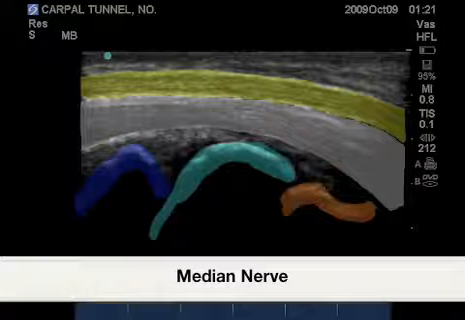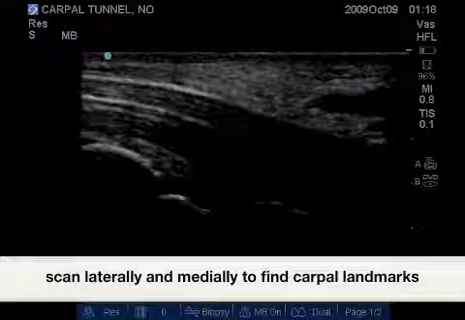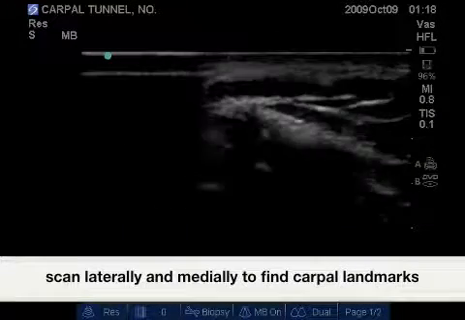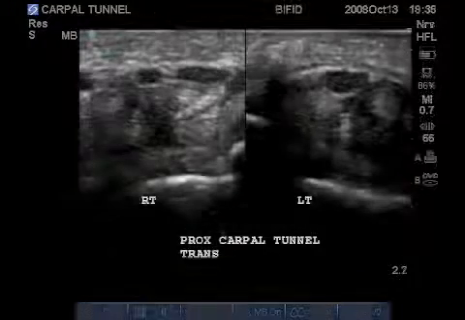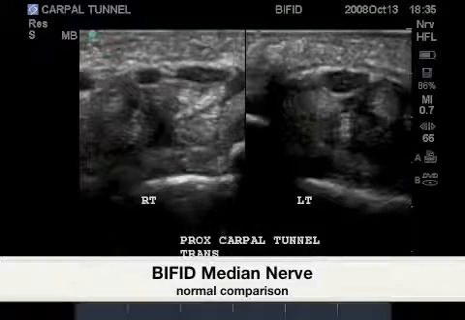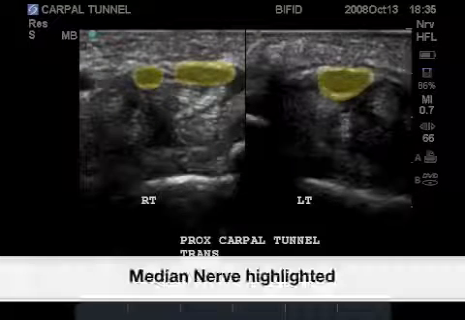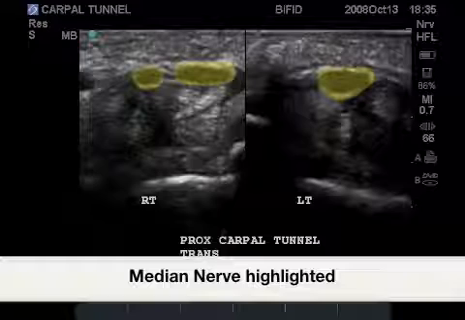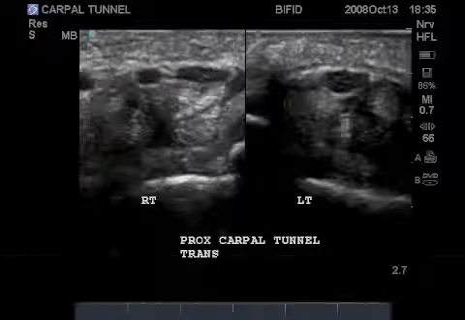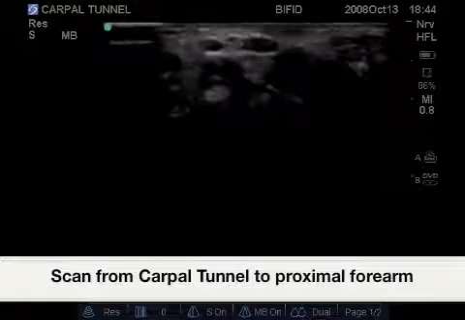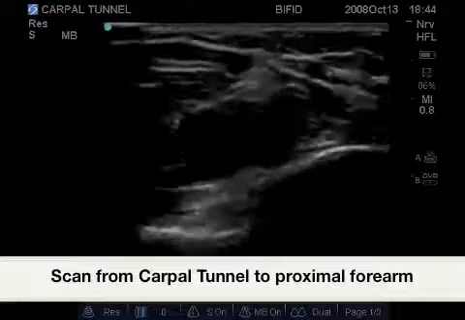To confirm position within the true carpal tunnel, scan medial to lateral for the bony prominences such as the scaphoid surface or pisiform. Here is a case study involving a bifid median nerve with a comparison to the other hand showing no bifid median nerve. When scanning from the carpal tunnel proximally, it is easy to identify where the bifurcation takes place in the forearm, showing that this becomes one nerve.